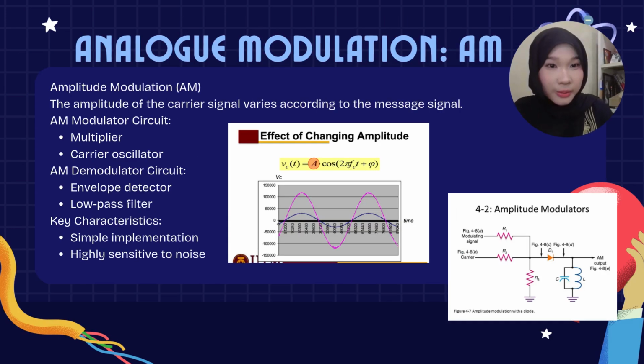In this slide, I will be explaining amplitude modulation, also known as AM. This is a technique where the amplitude of the carrier signal changes according to the message signal, while the frequency remains constant. In the AM modulator circuit, the message signal is multiplied with a high frequency carrier generated by an oscillator. At the receiver side, an envelope detector is used as a demodulator to extract the original message signal. Although AM is simple to implement, it is highly sensitive to noise.